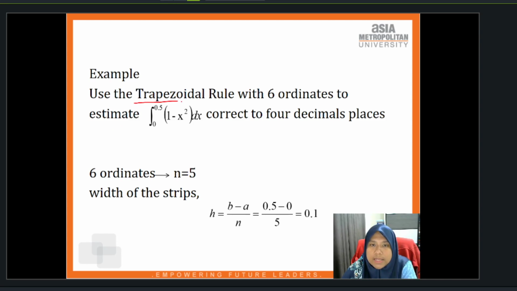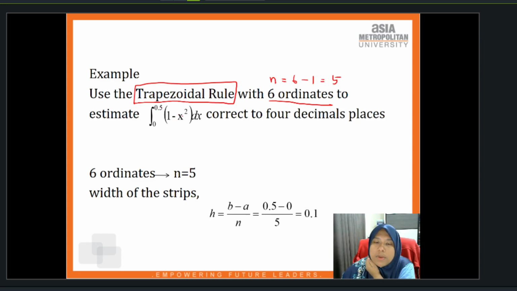Using the trapezoidal rule with 6 ordinates, that means n is equal to 6 minus 1, which is 5, to estimate the integral from 0 to 0.5 of 1 minus x squared, correct to 4 decimal places. First we find h, which is 0.5 minus 0 divided by n, which is 5. We got 0.1, so our h is equal to 0.1.